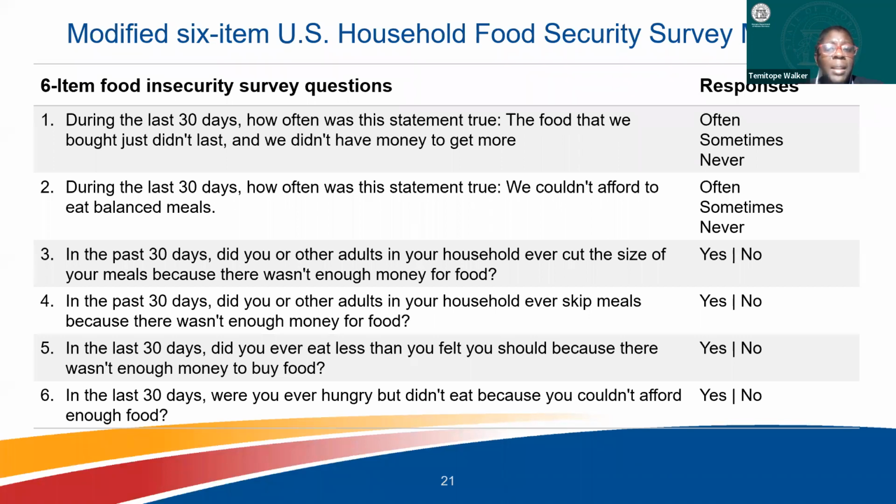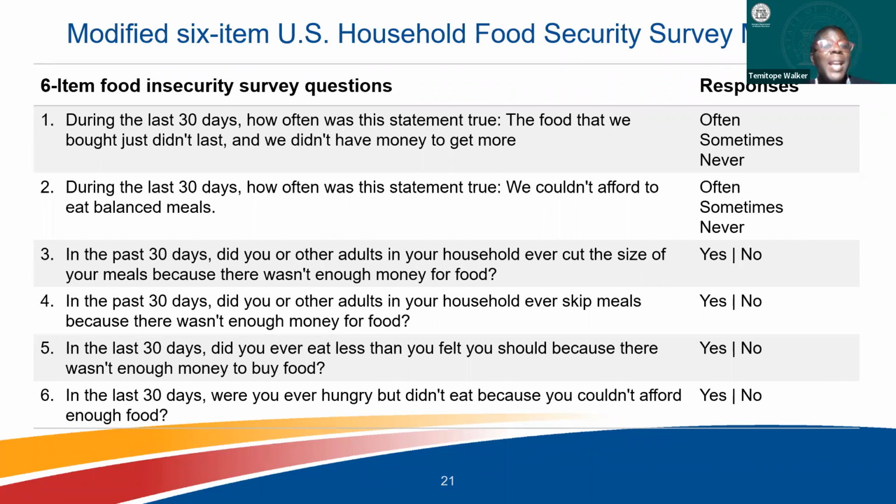And what I want to highlight as a difference here is that there are 2 questions that are slightly different, and you'll notice this here. After you get past the first 2, it says, in the past 30 days, as question 3 there, did you or others in your household ever cut the size of your meals because there wasn't enough money for food? So it really splits out the questions that were together in the original form. And then it goes on to, in the past 30 days, did you or others in your household ever skip meals because there wasn't enough money for food?